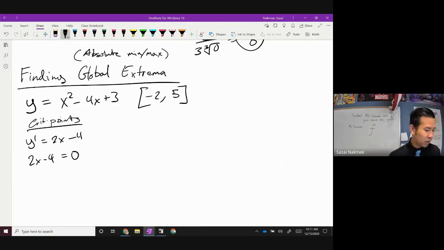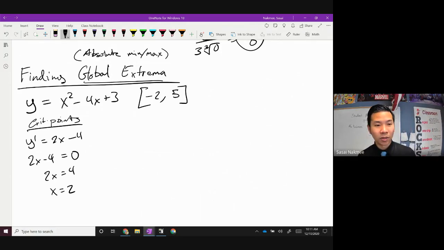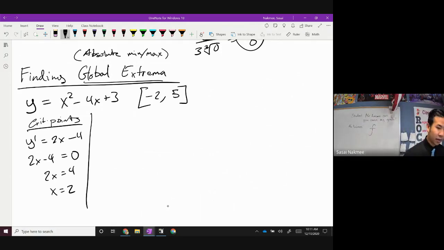Well, when does 2x minus 4 equal 0? We solve that algebraically, and we get 2x equals 4, and x equals 2. So that's one critical point, but that is not the answer to the question that's being asked, which is to find the global extrema. So how do you find the global extrema? All you have to do now is evaluate at the critical point in the original function.